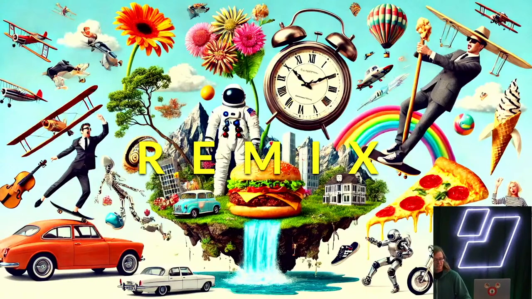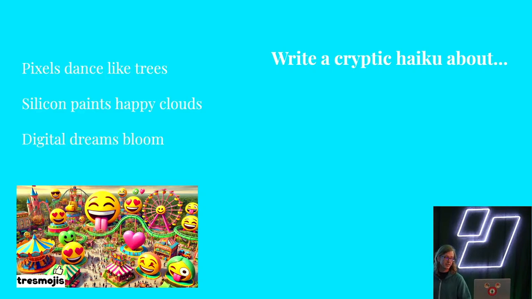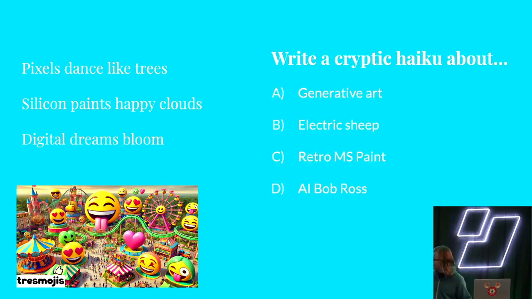Okay, so those are the base games. We can also remix these in a bunch of different ways. For example, the emoji one, instead of making emojis out of ChatGPT, we can have it write haikus. So we could get a haiku like this, and then everyone tries to write a prompt that could have generated it and then figure out what the actual prompt might have been. So if you're trying to guess what the actual prompt is, it was AI Bob Ross.